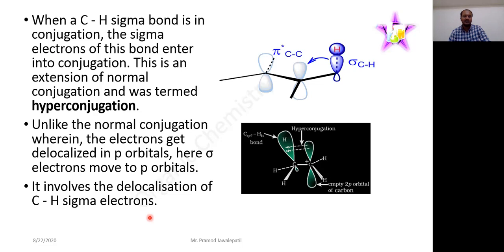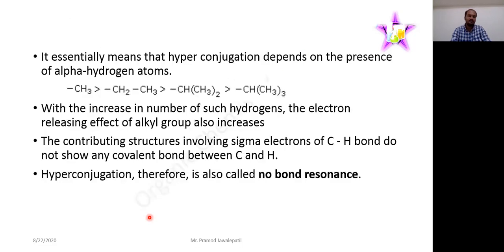In normal conjugation we see the movement of pi bond electrons, or these electrons are delocalized, but in hyperconjugation sigma bonded electrons move towards the p orbital. It involves the delocalization of carbon-hydrogen sigma electrons. It essentially means that hyperconjugation depends on the presence of alpha hydrogen atoms.